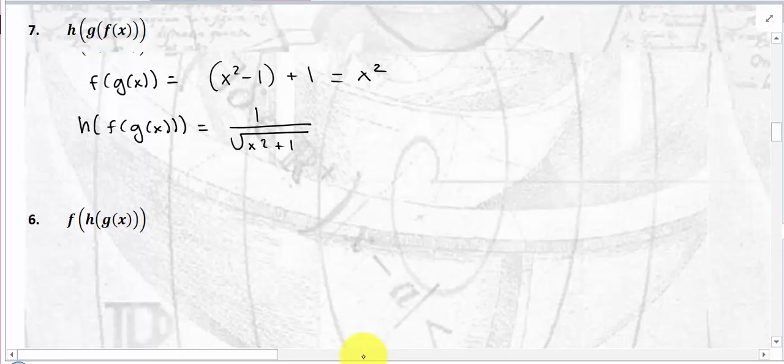Okay, now let's do number 7. So let's get g of f of x first. So g of f of x. So what does g do? G squares and subtracts 1. So you're going to take f of x right here. You're going to square that and you're going to subtract 1 from it. Okay, so this time let me not expand it because I'm looking at the next one and I know something is going to simplify, right?